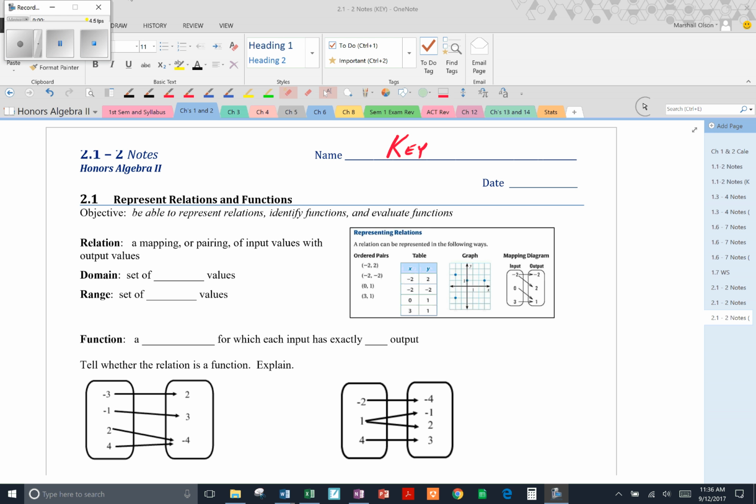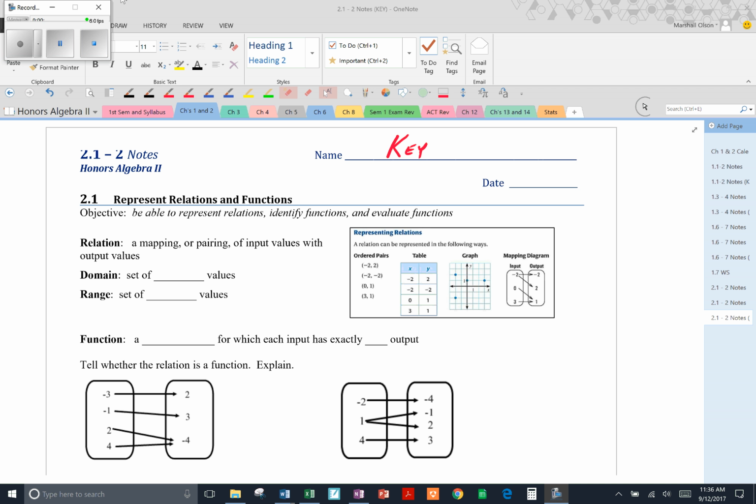Okay, we're going to take a quick look at sections 2.1 and 2.2, which talks about relations and functions, and then also slope and rate of change. So things that we've encountered before in algebra and geometry. We're going to do a pretty quick review here. Focus on some of the things that you may have learned in algebra and geometry that are going to be more part of what we do in algebra 2.